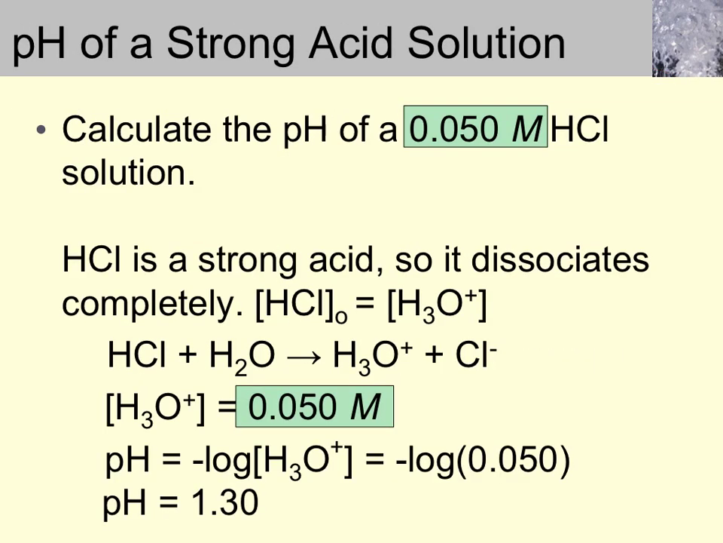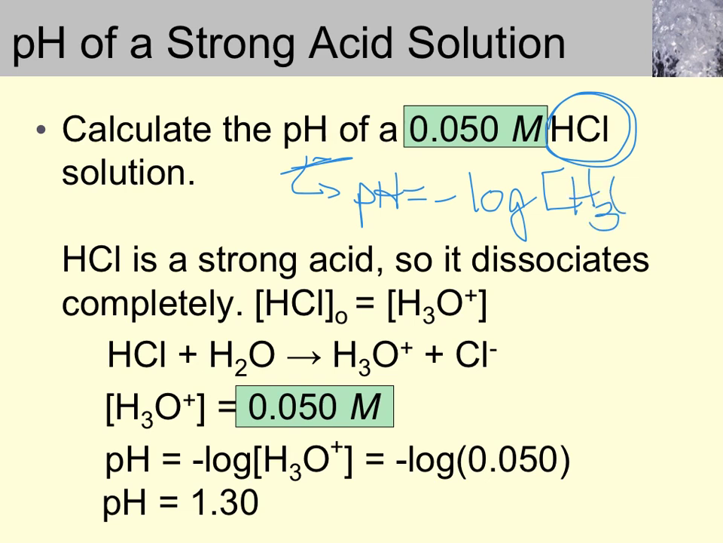It is very easy to calculate the pH of an acid that is strong. So hydrochloric acid is one of the strong acids. And the reason that's easy, remember the definition for pH? pH equals minus log of the concentration of hydronium.